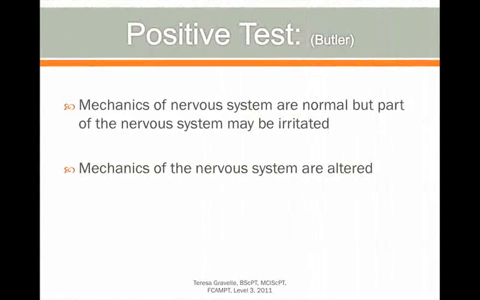So if you get a positive test, that could mean two things. It could mean that the mechanics of the nervous system are normal, but part of the nervous system may be irritated. And this can be just the mechanical interface that's primarily affected. The second scenario would be that the mechanics of the nervous system are altered. So this would be a neural dysfunction, where you could either have a tension dysfunction or a sliding dysfunction of the nerve.